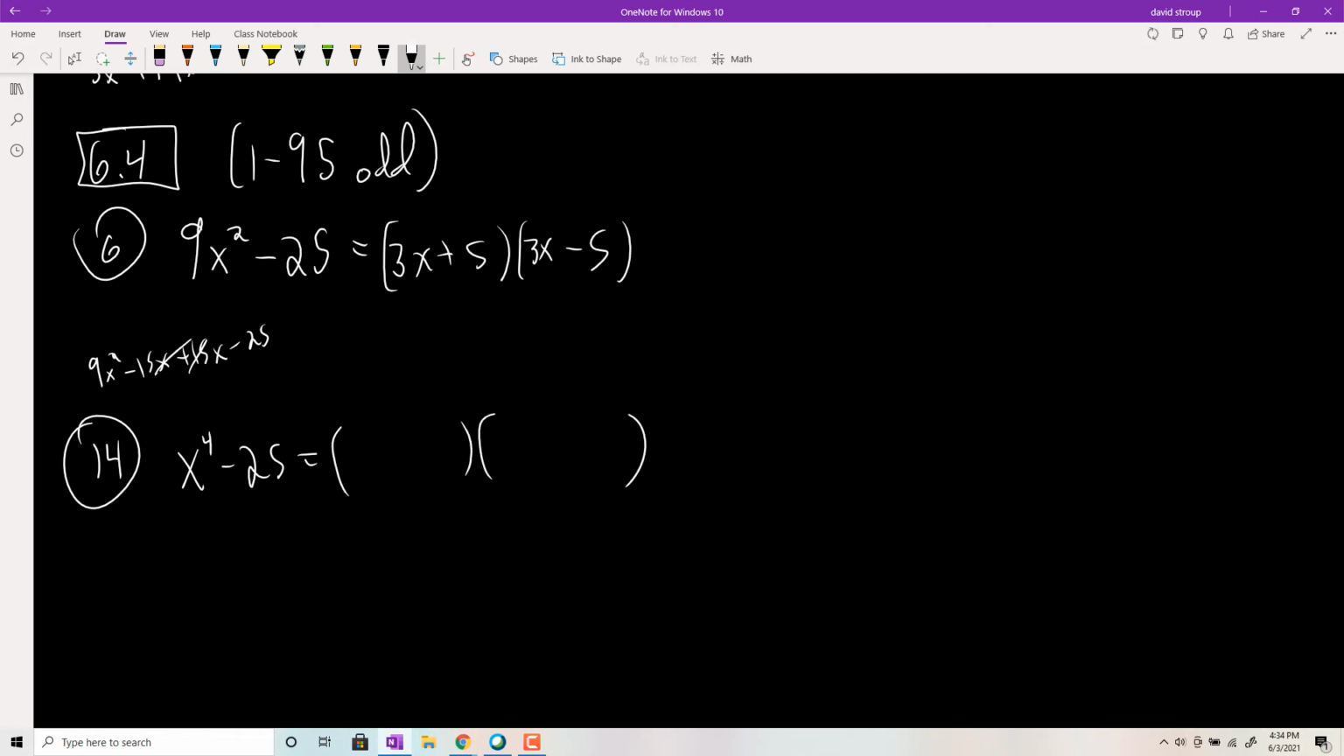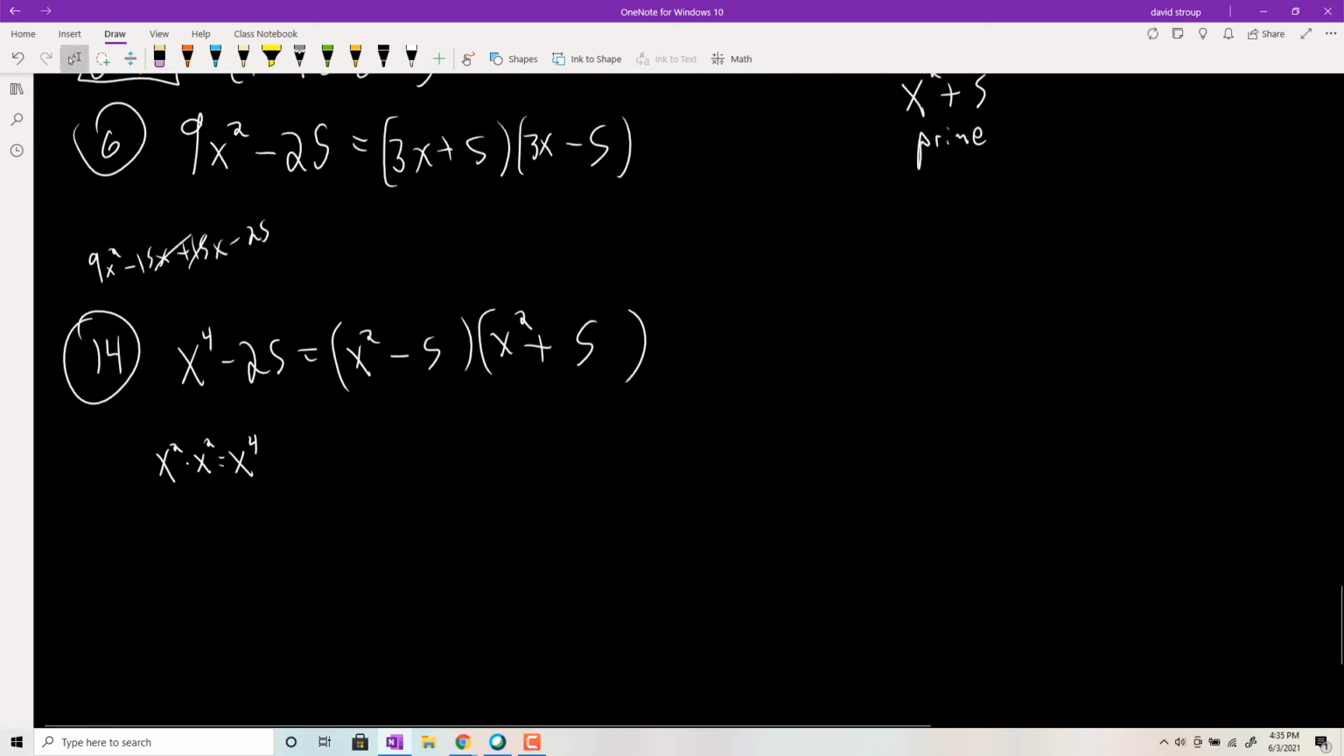So it's not the usual x squared we're used to, but this is x to the fourth. So what times what gives you x to the fourth? It turns out to be x squared times x squared. You're adding exponents. So we'll have x squared here, and then minus 5, and then plus 5. Just a note to the side, if you have something like x squared plus 5, that's going to be prime. The sum of squares is prime. The difference of squares is okay.